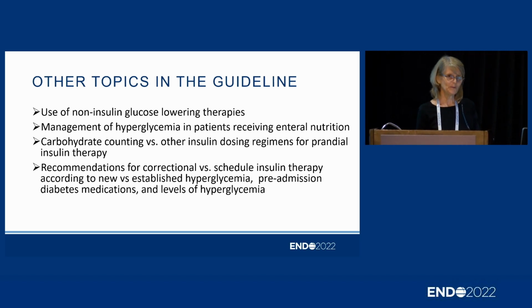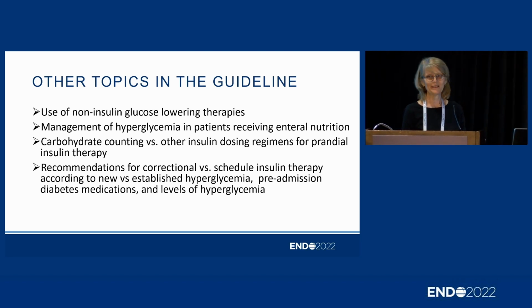So just briefly to review some of the other topics that were covered in the guideline that we didn't include questions for, which was the use of non-insulin therapies for glucose management, which I know is a big question for everyone. The use of what type of regimens to use for people receiving enteral nutrition. Should we use carbohydrate counting or fixed meal, pre-meal prandial insulin dosing? And again, recommendations for scheduled versus correctional insulin in people with newly recognized hyperglycemia versus those who are on insulin prior to admission.